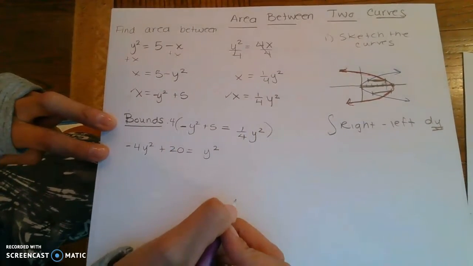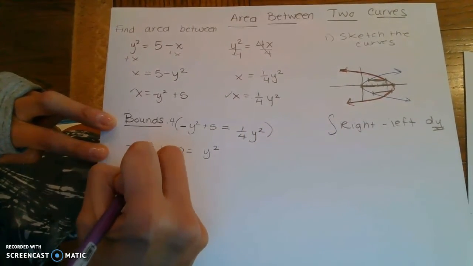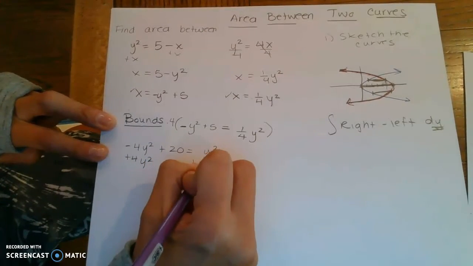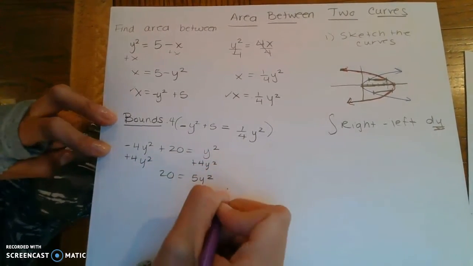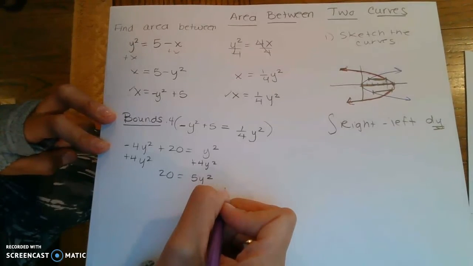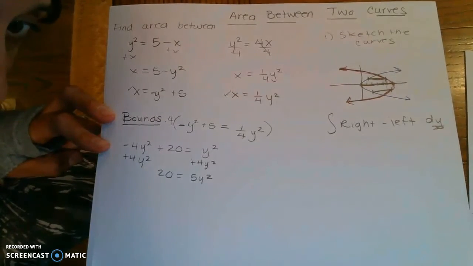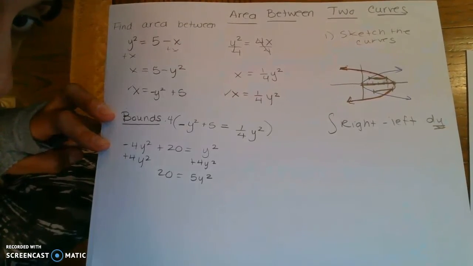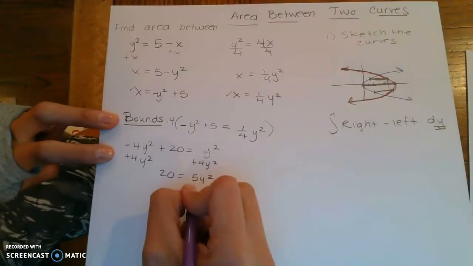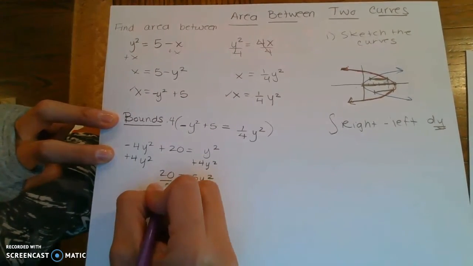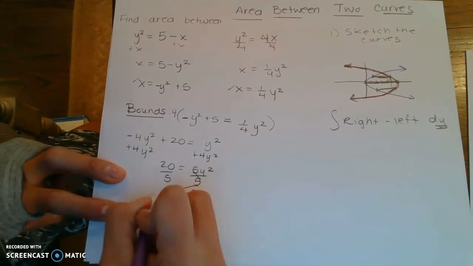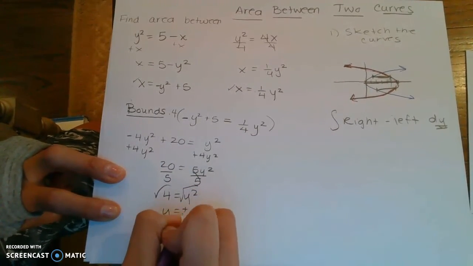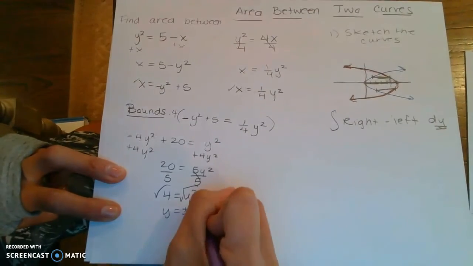Now I'm continuing to try to find the bounds, so I'm adding the 4y squared to both sides, and I get 20 is equal to 5y squared. So now I'm here, and I'm just looking at what time we have. Oh, I still have time. All right, I'm on a 15-minute limit here. So we got 4 is equal to y squared, take the square root, y is equal to plus or minus 2. All right, these are my bounds.